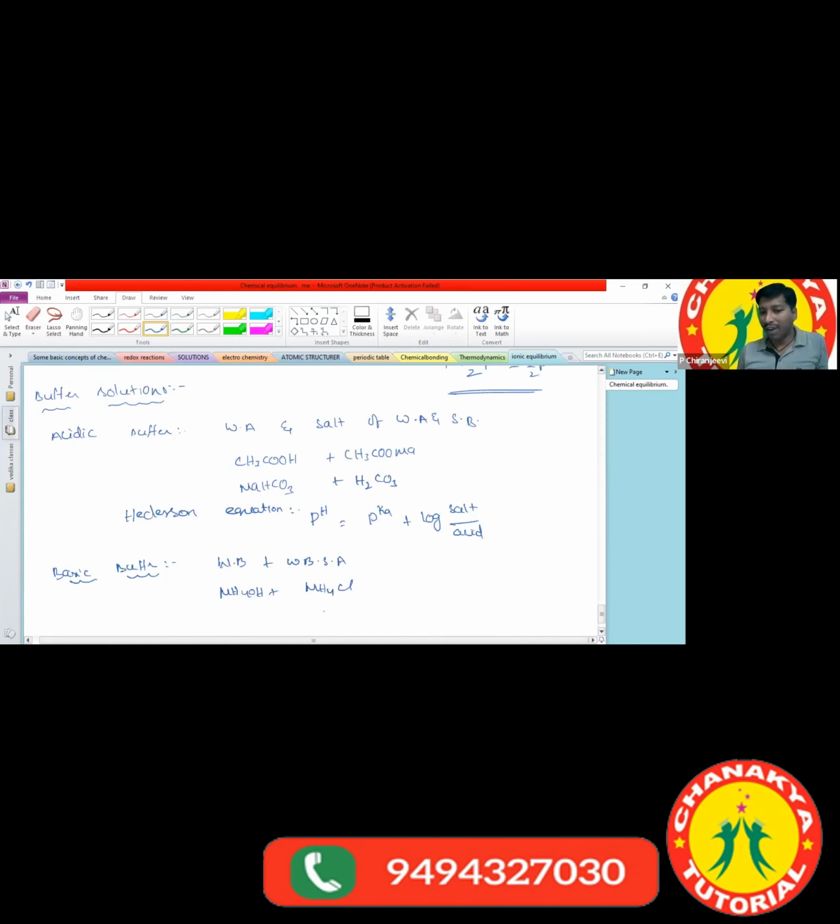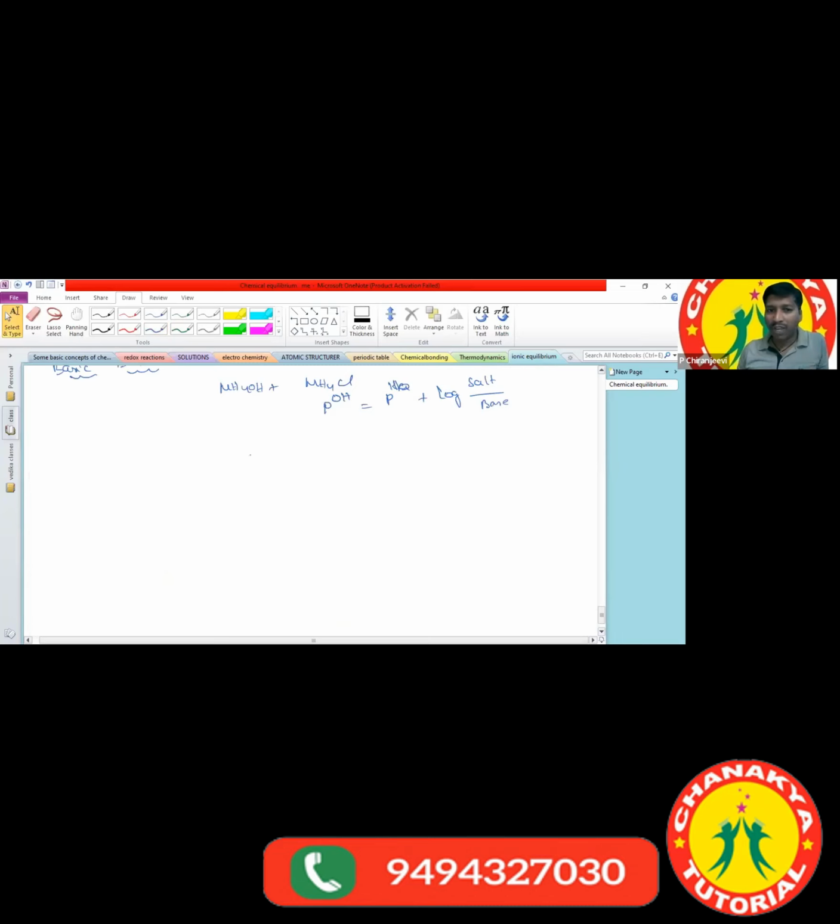For this one also we have a Henderson equation. What is the Henderson equation? pOH is equal to pKb plus log of salt by base. If you know the pOH, from that also we can calculate the pH value. How? pH plus pOH is equal to 14. If you substitute the values, we can calculate the pH value also. So all these are the formulas we need for the examination part.